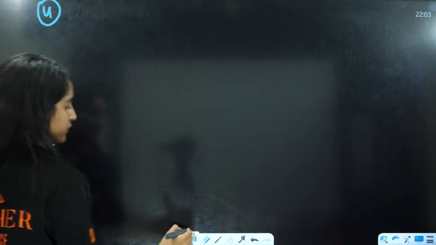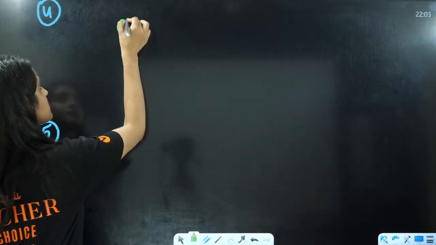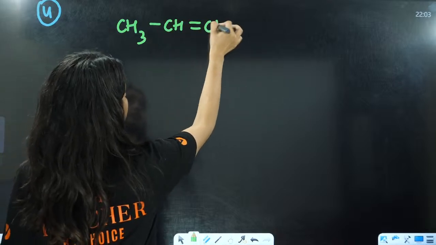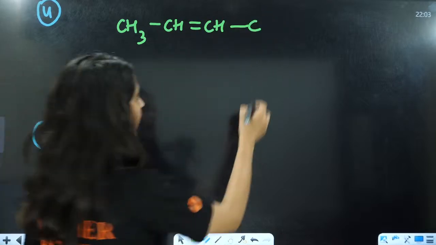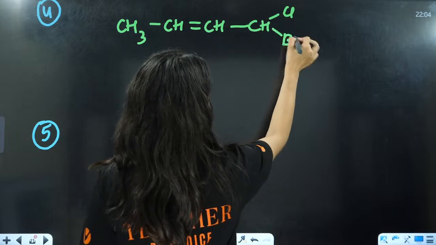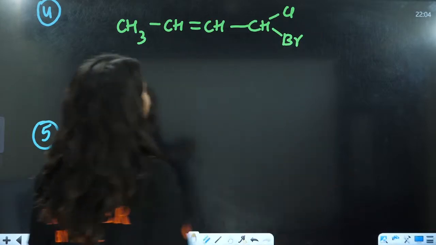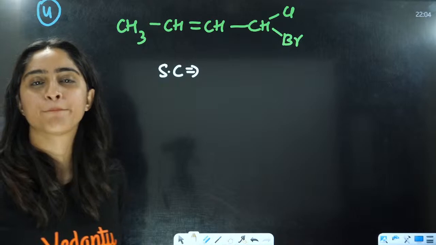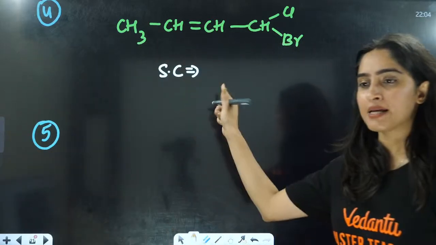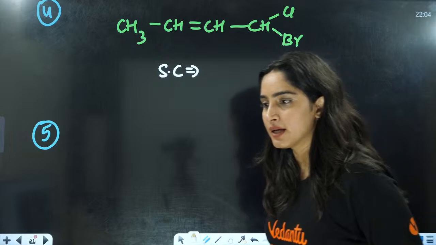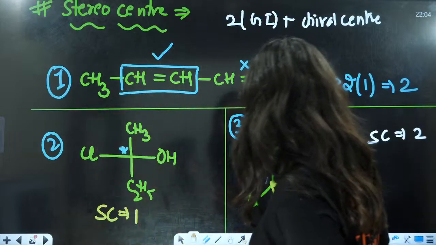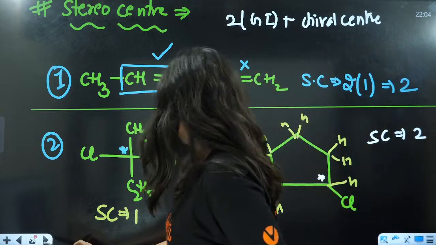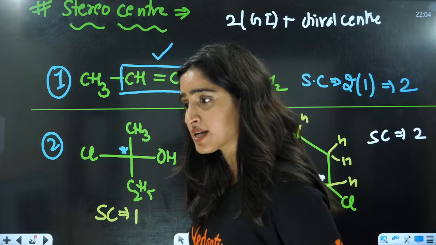This is CH3, single bond CH, double bond CH, then you have C, then you have H, this is Cl, this is Br. How many stereocenters are present for this one? No geometrical isomer will be present here.